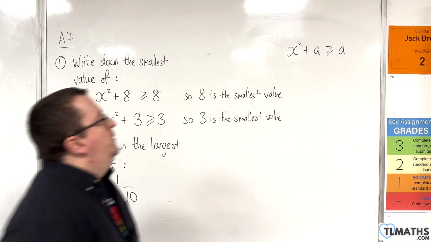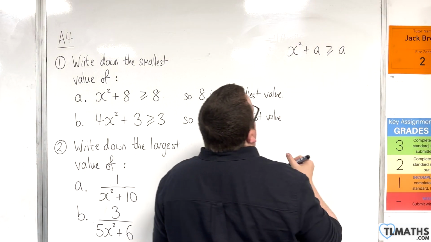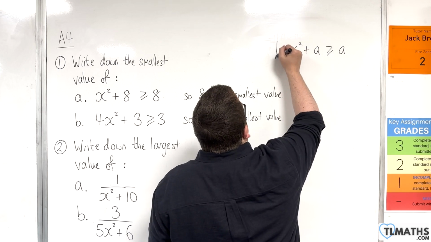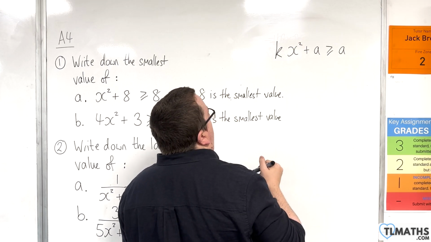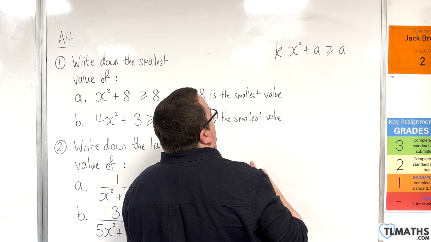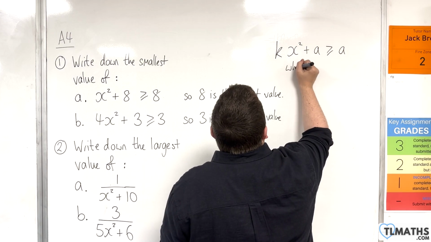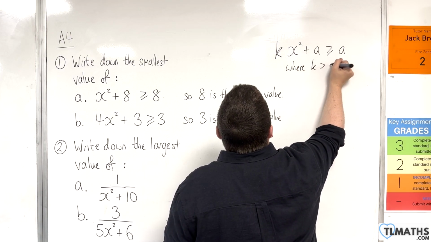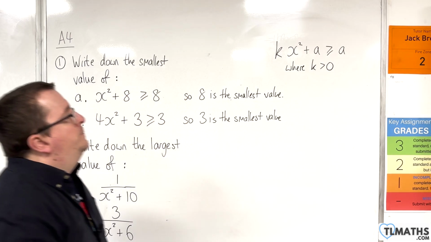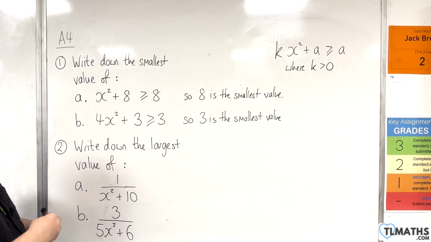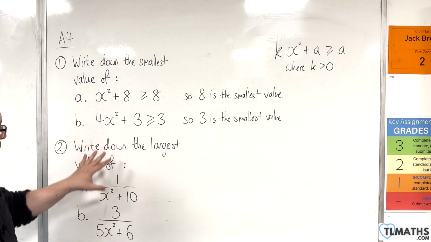So you could generalise this a bit further and say, well, if you've got kx squared plus a, that's always going to be greater than or equal to a, where k is positive, of course. So we can utilise that. So now we get on to this one.